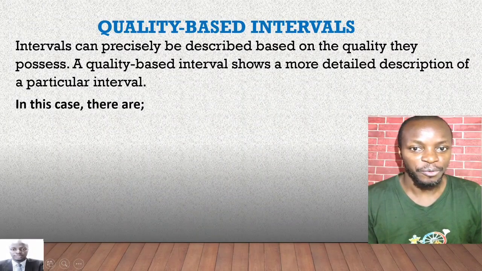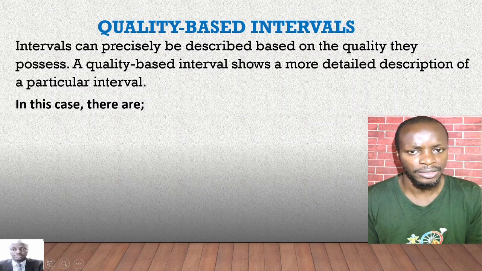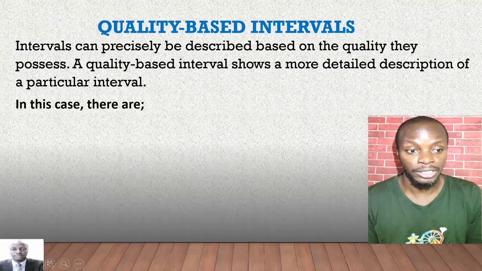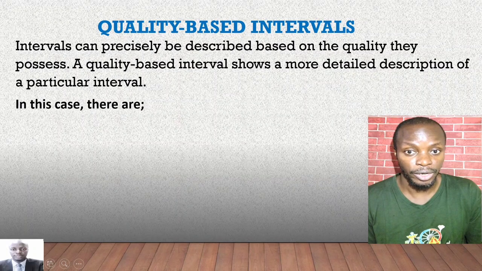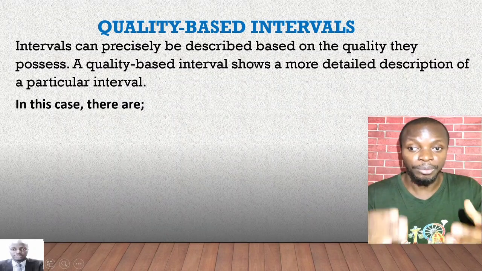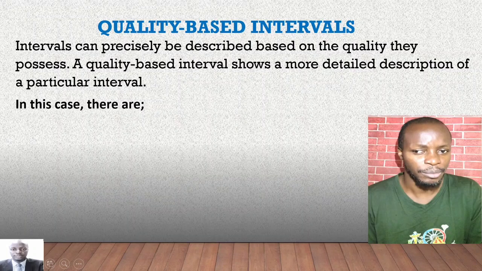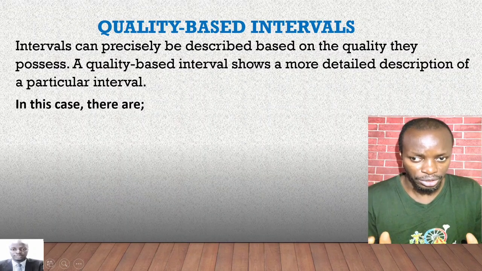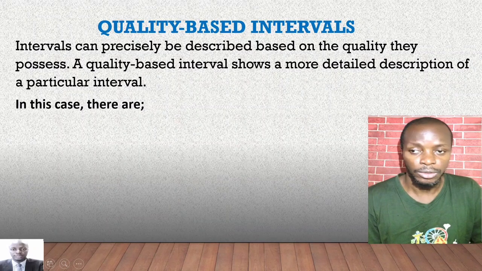Alright, let's talk about the quality-based intervals. We can describe an interval based on the specific quality it has, right? We can talk about the interval based on the precise and specific kind of size that we can find in between two pitches, right? This is no longer the case of the number of notes or pitches between the two pitches. It's now the specific number of semitones that exist between the two pitches, and that is what the quality-based interval seeks to discover, right?